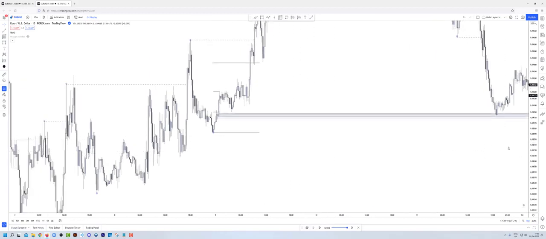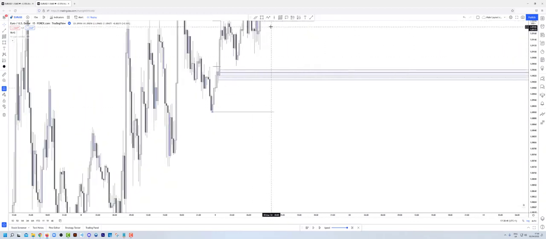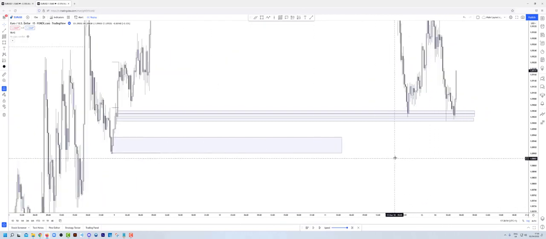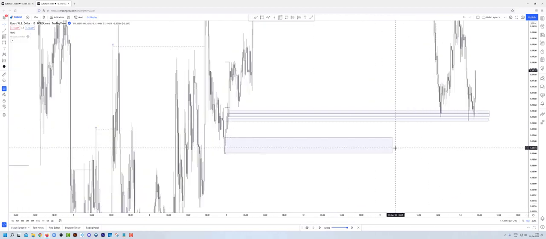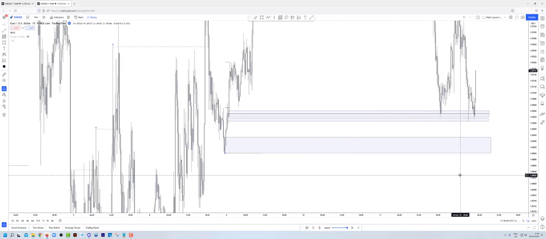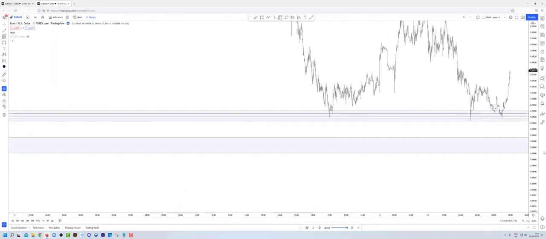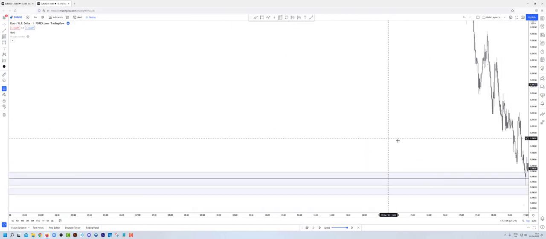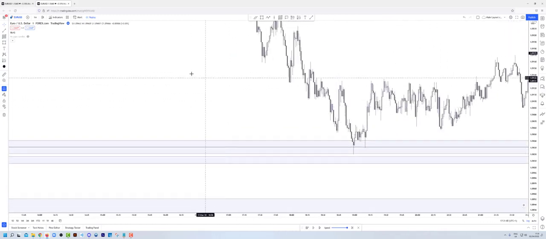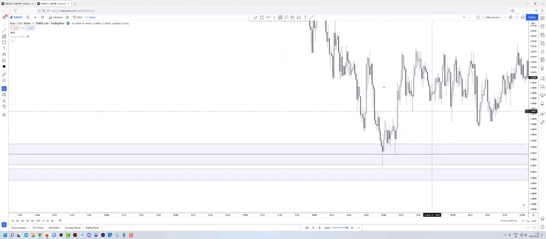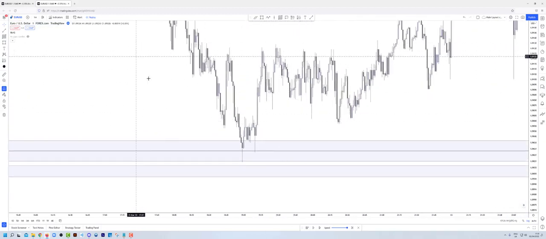There we go. You can see that price may also come down to this extreme area, but that's the kind of thing you worry about once it comes to it. Okay, so once we've refined those zones down, and this isn't a video about entries, what we will do is wait to see how price reacts to them.